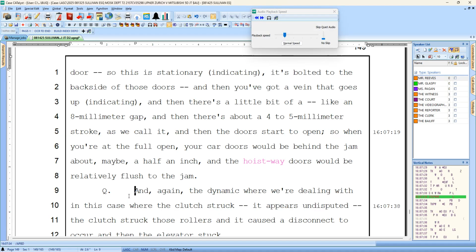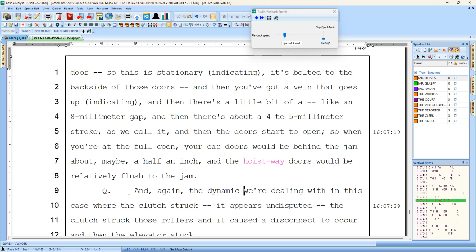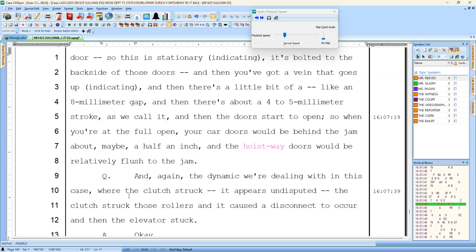The dynamic we're dealing with in this case is where the clutch struck appears undisputed. The clutch struck those rollers and lifted it over, caused a disconnect to occur. So then the elevator stopped.